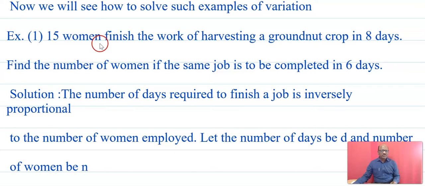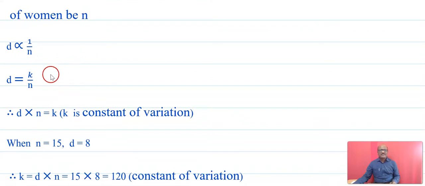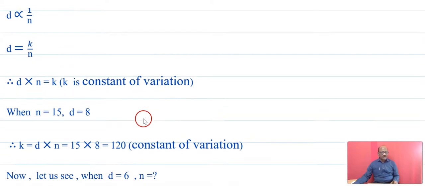First example: 15 women finish the work of harvesting a groundnut crop in 8 days. Find the number of women if the same job is to be completed in 6 days. Now the solution. The number of days required to finish a job is inversely proportional to the number of women employed. Let the number of days be D and the number of women be N. Therefore, D is inversely proportional to N, and hence we can write D equals K upon N. Therefore, D into N is equal to K, where K is a constant of proportion.